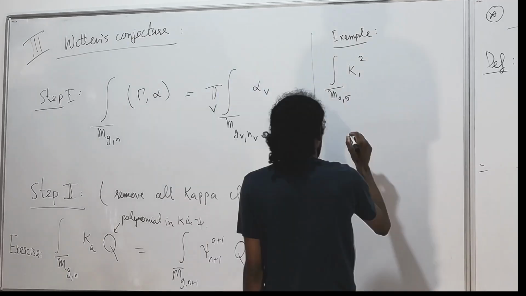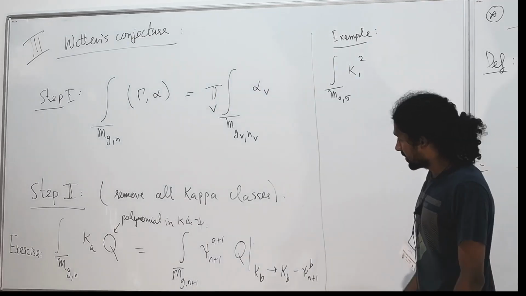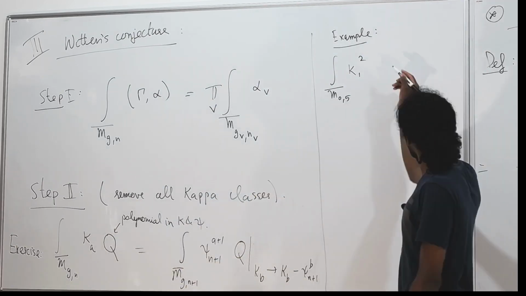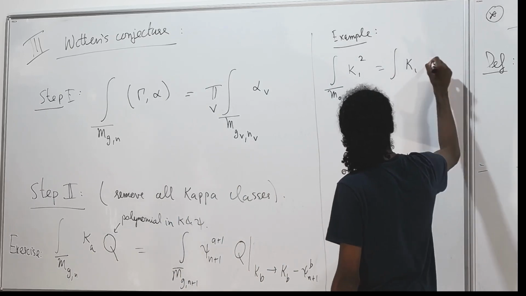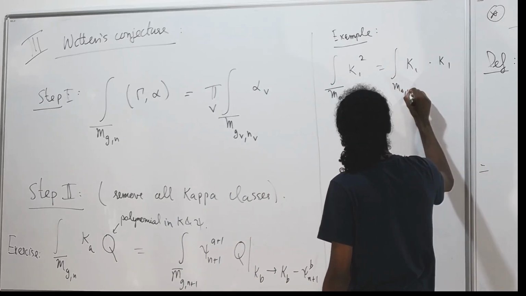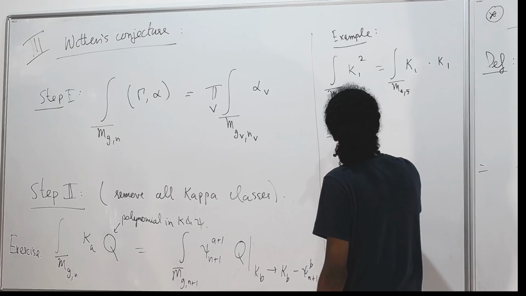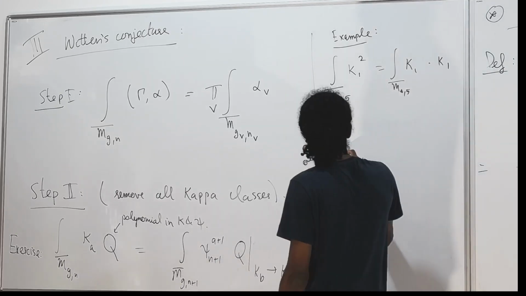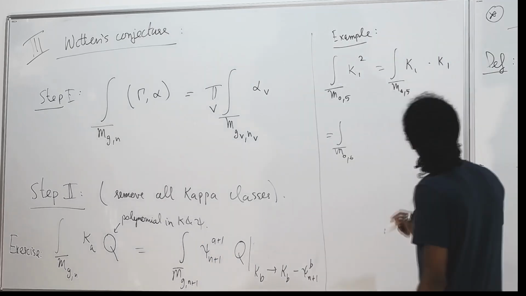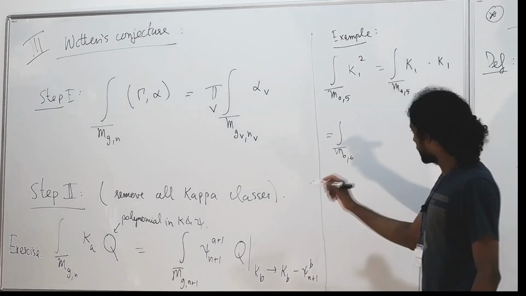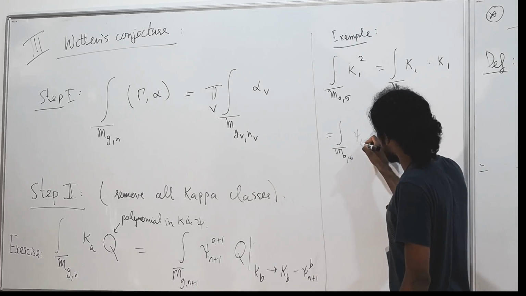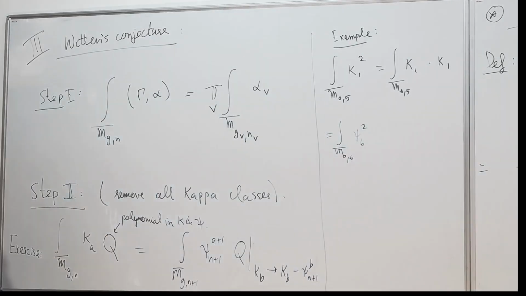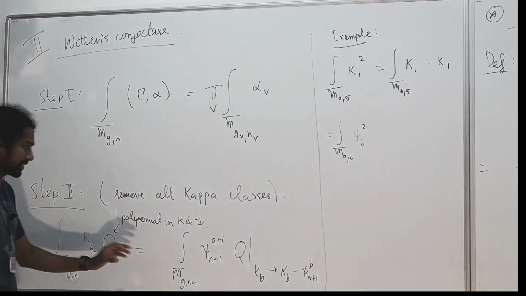Okay, so I'm going to use my prescription. It's kappa 1 times some polynomial. So what is this? This is kappa 1 times kappa 1, 0.05 bar. And my prescription tells me to replace M05 bar by M06 bar, and replace this kappa 1 by psi n plus 1, so that's 6 squared. For every kappa class that you see, you should do this.